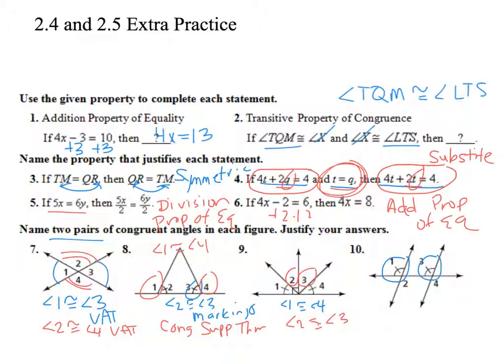And I know here that angle 1 and angle 3 are congruent. So I'm going to write angle 1 congruent to angle 3. I also know that angle 1 is congruent to angle 2. So this is a transitive property. By transitive property, I can cut out these angle 1s. Therefore, angle 3 is congruent to angle 2 by the transitive property.